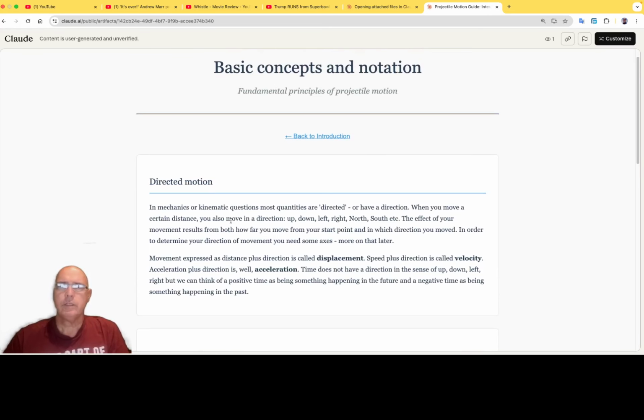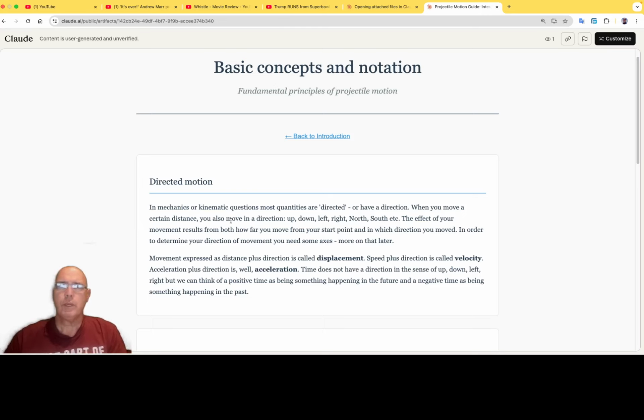A key idea in any kinematics question is about directed motion. The motion, we have to understand the direction. Is the object going up or down, or left or right, or north or south, or is it perhaps doing two or even possibly three of those things at the same time? Movement where we have a distance travelled is essentially the displacement with the direction included in that motion.